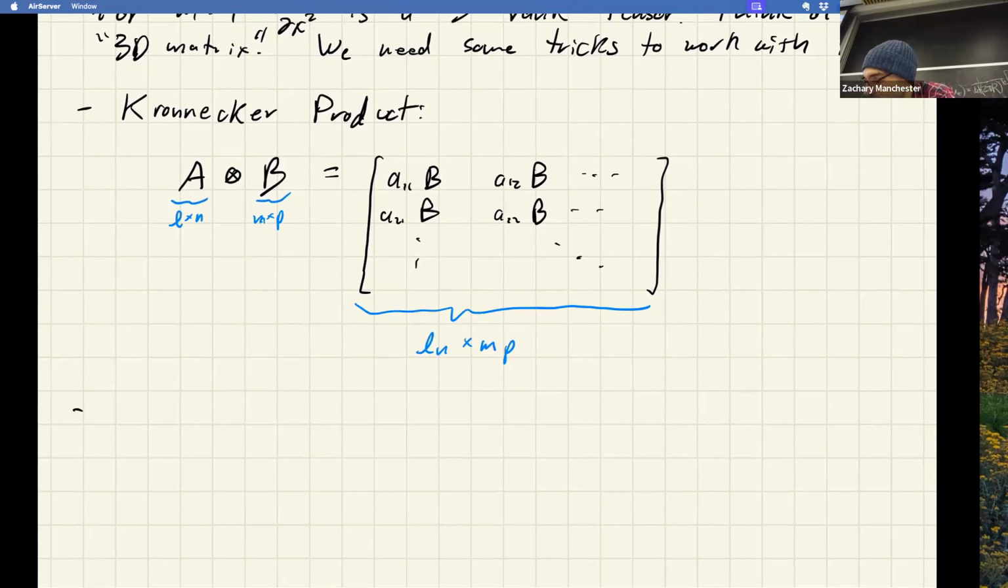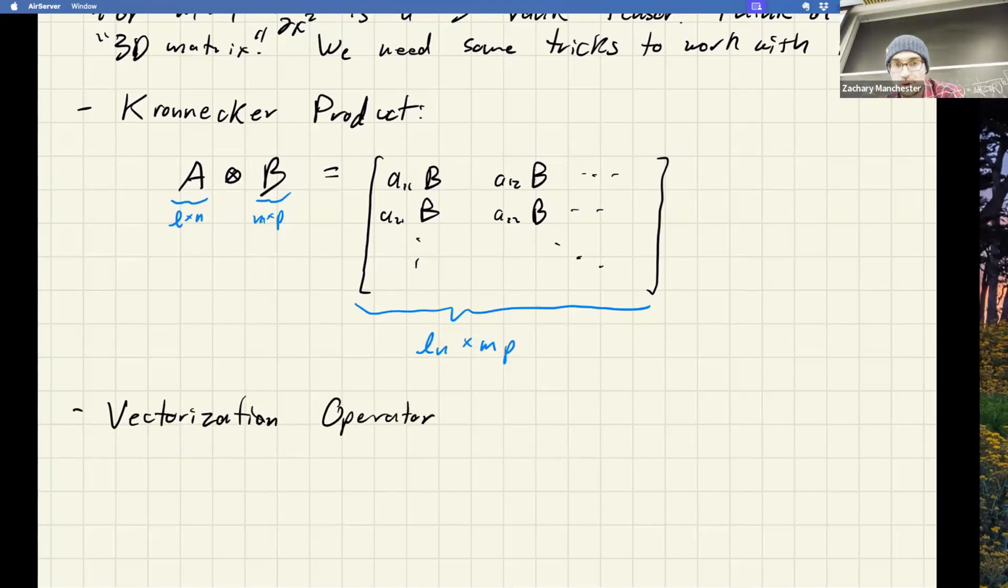Idea number two is this thing called the vectorization operator, or vec for short. And so if I have a matrix A, what I'm going to do is think about the columns of A. So I'm going to define A to be A1, A2, A3, dot, dot, dot, to AM.